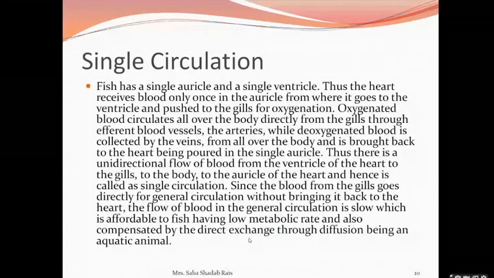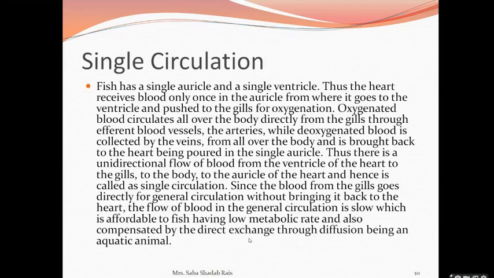Single circulation, the fish. Fish has a single auricle and a single ventricle. We have seen, I told you, only a two chamber heart. So the heart will receive blood only once in the auricle. From where will it receive? It will receive from the systemic circulation, that means from the body tissue. Then from there it will go to the ventricle. The auricle is always a receiving chamber, and from the full body the auricle has received the blood, and from the auricle the blood will go to the ventricle.